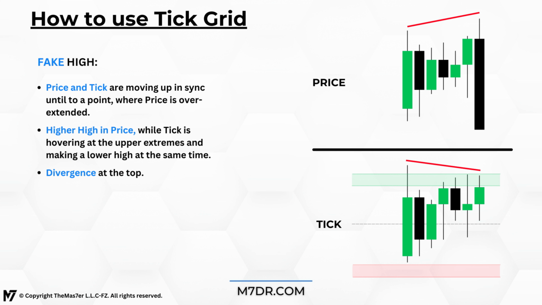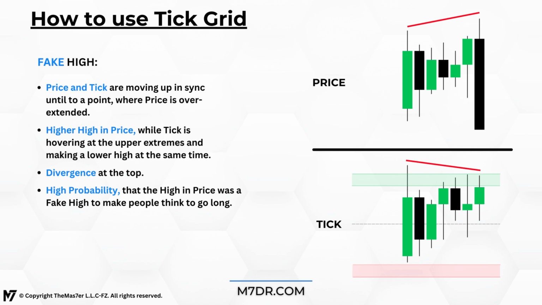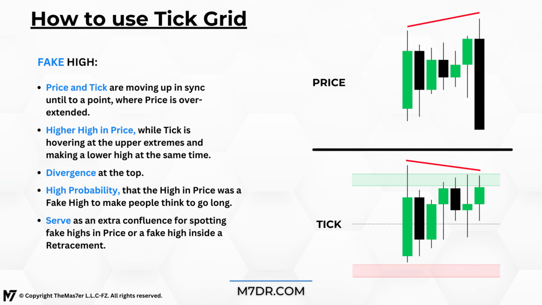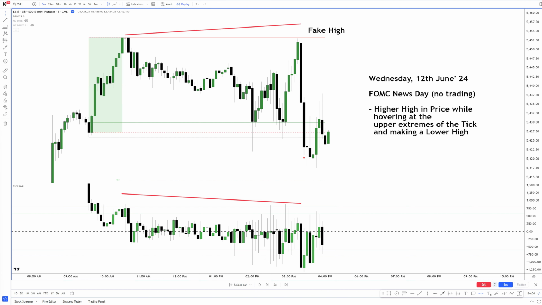That's a divergence at the top where we know with a high probability that the last high in price was a fake high to make people think to go long. It can be used to spot fake highs in price or a fake high inside a retracement. This example is from last week's FOMC news day. We make a new high in price while we are hovering at the upper extremes on the tick grid at the same time and not being able to make a higher high in the tick.